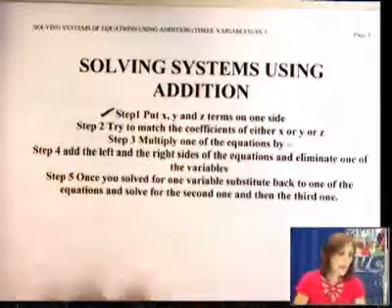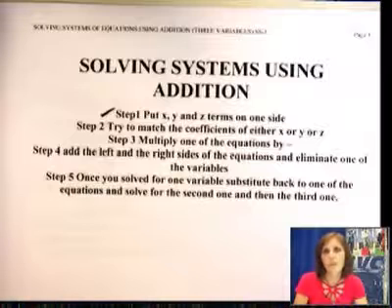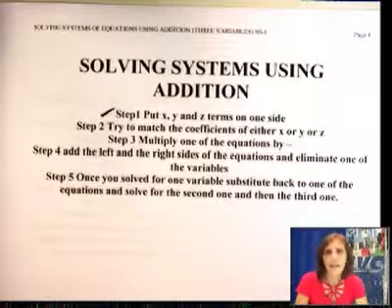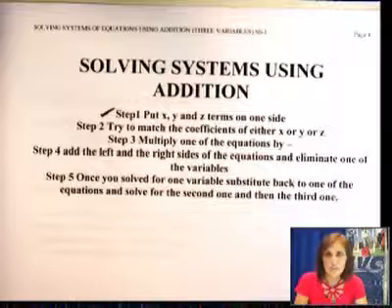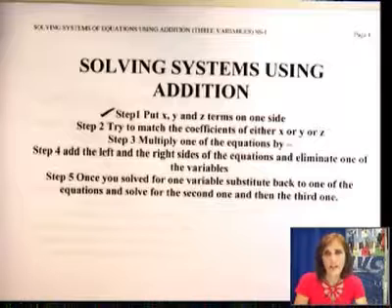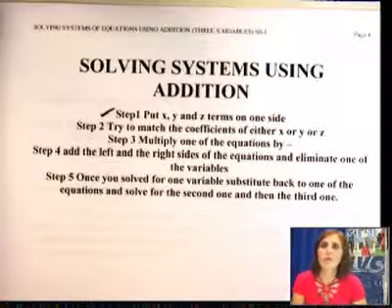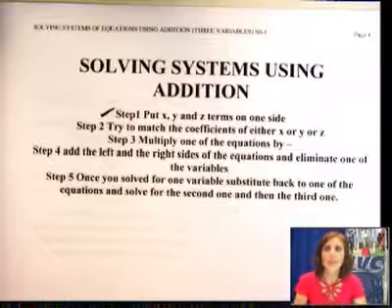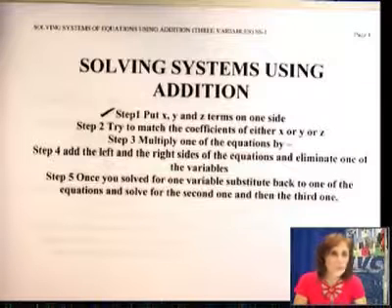Second step, try to match the coefficients of one of them, X or Y or Z, in at least 2 of the equations, but in such a way that it's going to be the opposite in sign of the coefficient of X, Y, or Z. For example, if we have 2X, we want to have negative 2X in the other equation. So we try to match it.